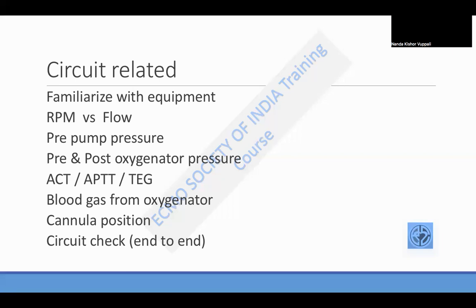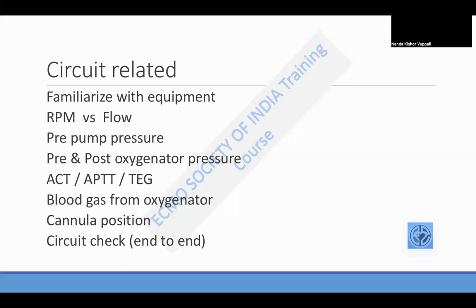So if the pressure difference is too significant, that means there's a risk of the oxygenator failing. So we need to identify that even before it happens. So we need to monitor that. In that way, it's the pre and post oxygenator pressure. We need to measure it constantly.